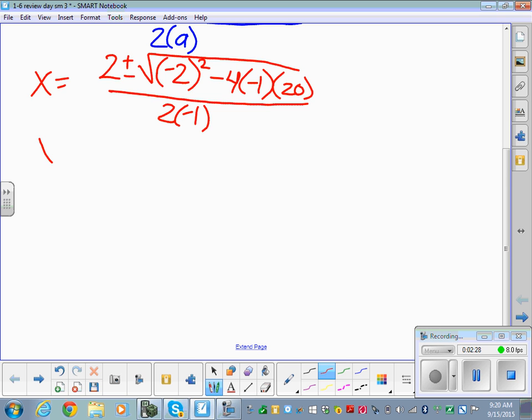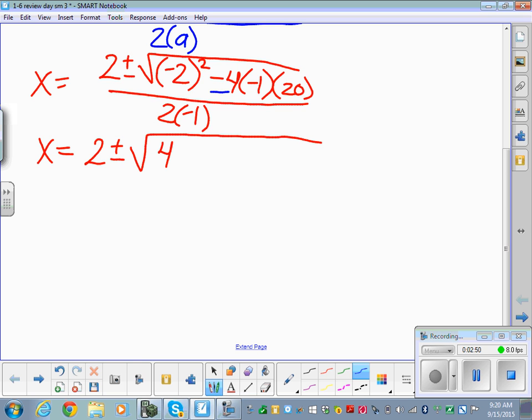Okay, any questions? Now we have to be really careful when we continue to simplify. Now this is x is equal to 2 plus or minus the square root. Now this is so important, guys. On the quiz I saw some bad things here. What's negative 2 squared? Positive 4. I saw people write negative 4. Now you have to type it into parentheses with your calculator. So it's positive 4.